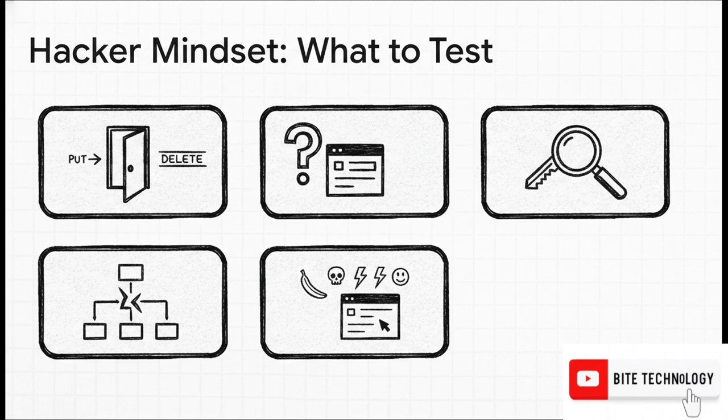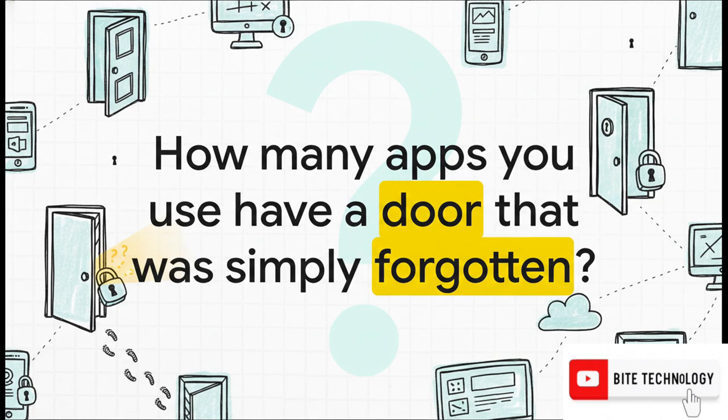See how it reacts. And that really brings us to the final thought I want to leave you with. As we've seen, this isn't always about some genius-level code breaking. A lot of the time, it's just about finding a door that somebody, somewhere, simply forgot to lock. It makes you wonder, doesn't it? How many of the apps you use every single day have a forgotten door just waiting to be opened?